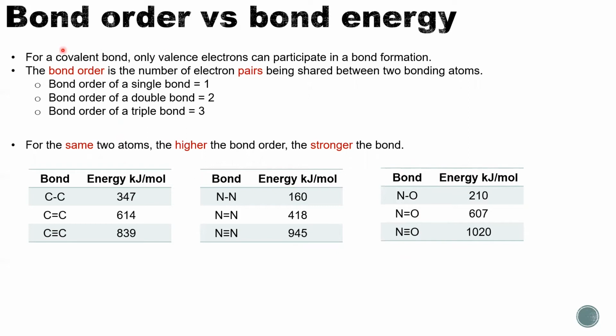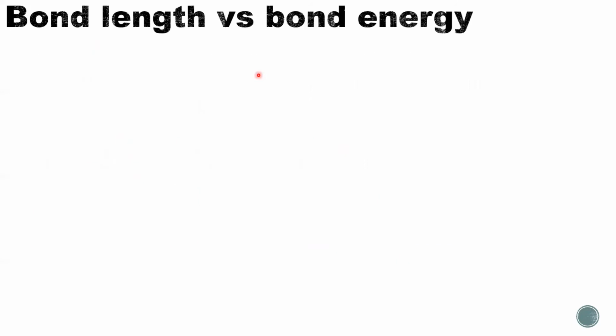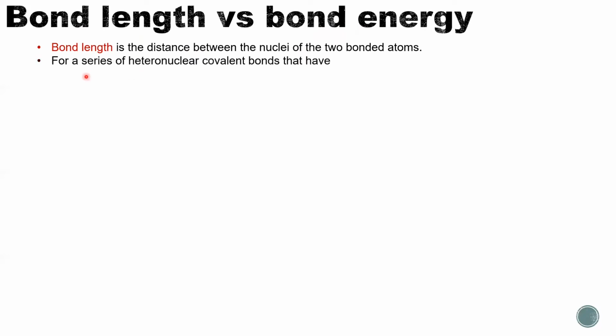Besides the bond order, the bond energy can also be associated with the bond length. Bond length is the distance between the nuclei of the 2 bonded atoms. And we can determine the bond energy based on a series of similar bonds that have known bond length. With that said, we have a few requirements that need to be met. For a series of heteronuclear covalent bonds, first they need to be covalent bonds and the 2 bonding atoms are different.